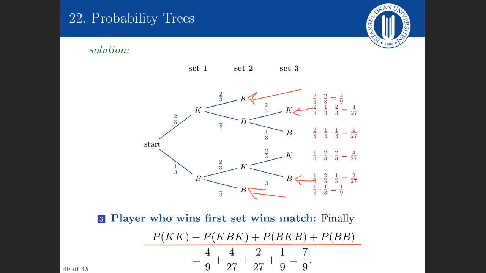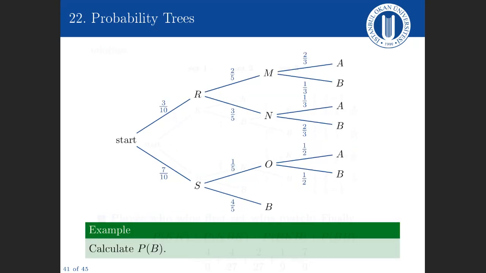We need to calculate the probability of KK plus the probability of KBK plus the probability of BKB plus the probability of BB. And I'm going to leave it for you to check that the answer to this question is 7 divided by 9. Next example.